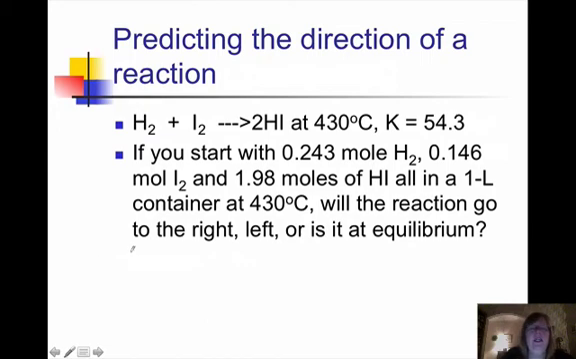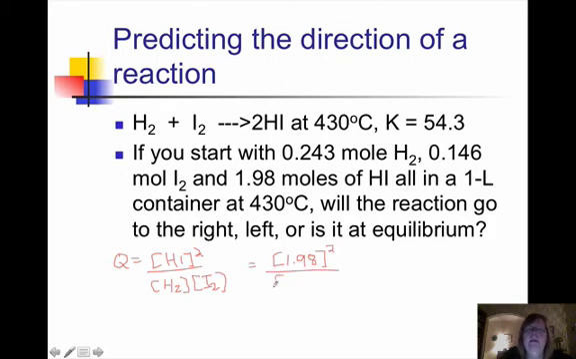And what we're going to do is we're going to say Q is equal to the concentration of HI squared. It's set up exactly like a K equation, but when you plug the numbers in, you don't know if they're at equilibrium or not. So let's go ahead and plug these numbers in. Let's see, HI is 1.98 molar because it's 1.98 moles divided by 1 liter. And then divided by 0.243 molar for the hydrogen and 0.146 molar. Now, if I go ahead and calculate this, if this value equals 54.3, it means we're at equilibrium. Okay, so I went ahead and I put it in my calculator and I found out that this value is 110. We are not at equilibrium.